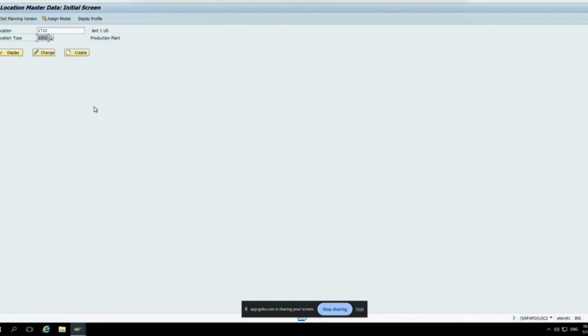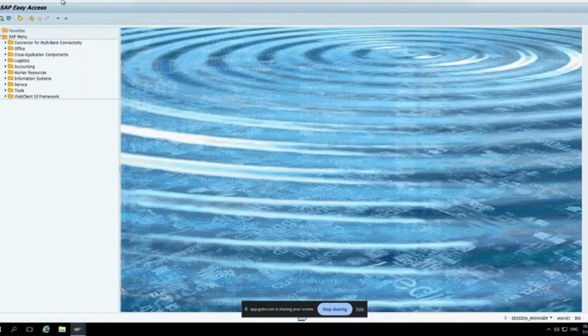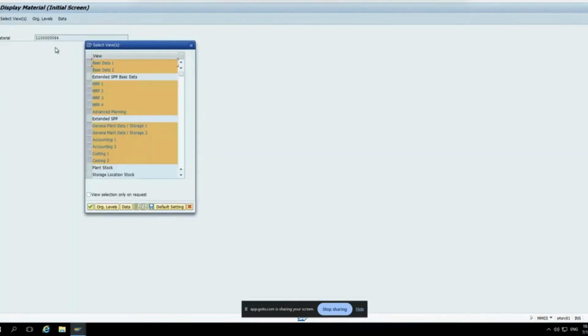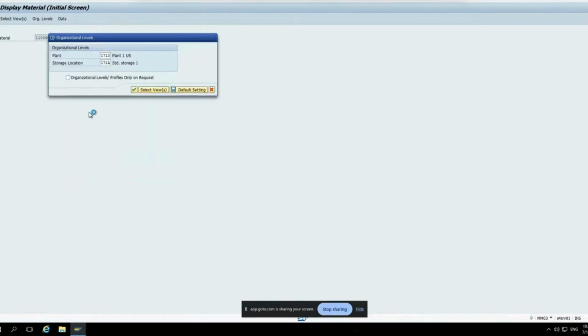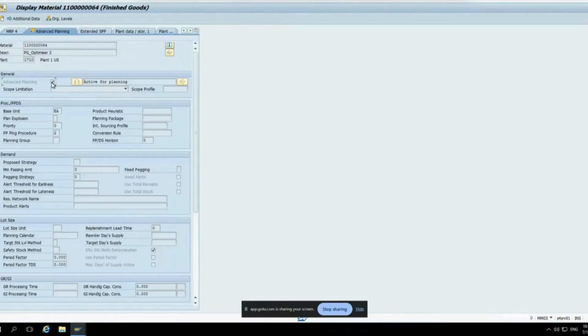We will create master data. I created a master data just now. I created a material master, this is the material master I created, 64. And then I activated the advanced planning checkbox in the advanced planning view, which is available. But remember one thing: without activating your advanced planning setup server, if you activate this, you will get a dump, nothing else. It's not going to be successful. The system will simply roll back this material number immediately. You will get a dump.